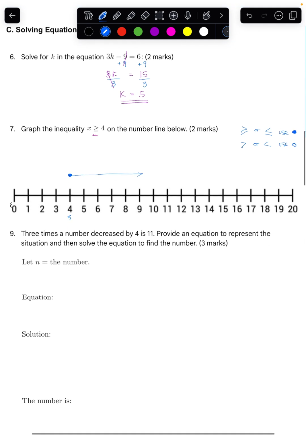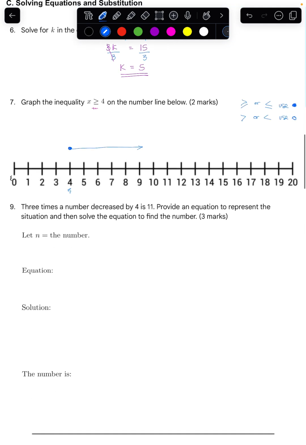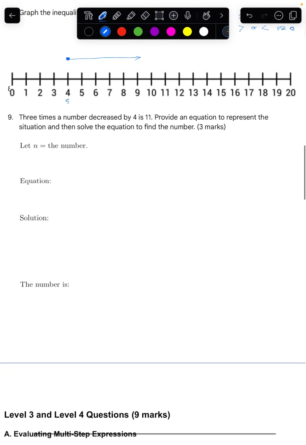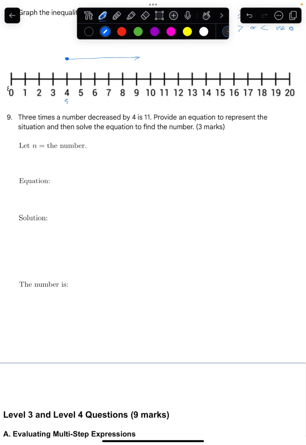Okay, the next problem, number 9. I don't know, we skipped number 8 for some reason. I'm not sure why that happened. But let's move on to number 9. It says 3 times a number decreased by 4 is 11. It says let n equal the number. So the let statement is created for us.